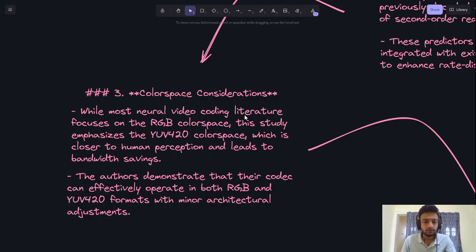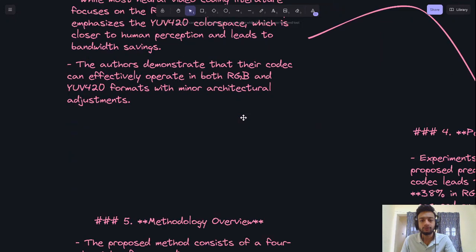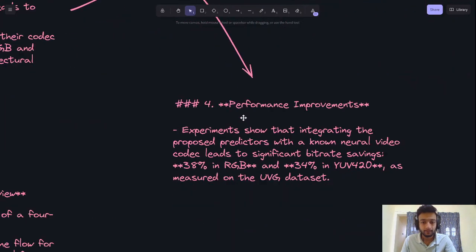This video is always about RGB and YUV 4:2:0 format with a minor architecture, so that they can integrate it easily through the neural videos and neural networks across the videos. The fourth point about my research paper study: experiments show that integrating the proposed predictors with a non-neural video codec leads to a significant bitrate reduction, about 38% in RGB and 34% in YUV 4:2:0, as measured on the UVG dataset.